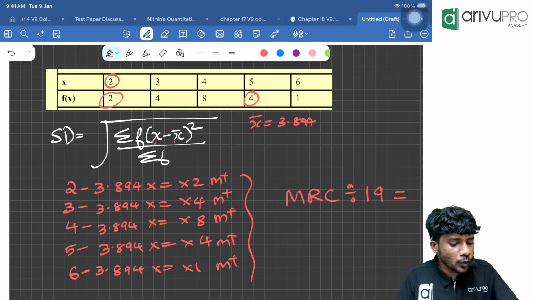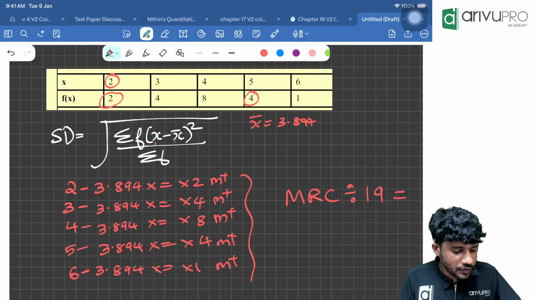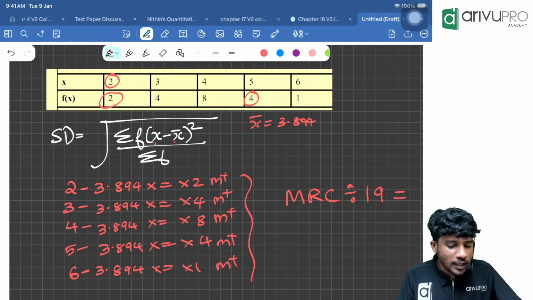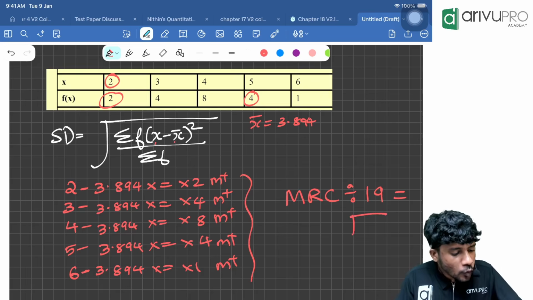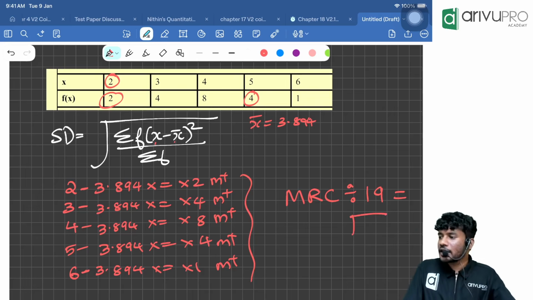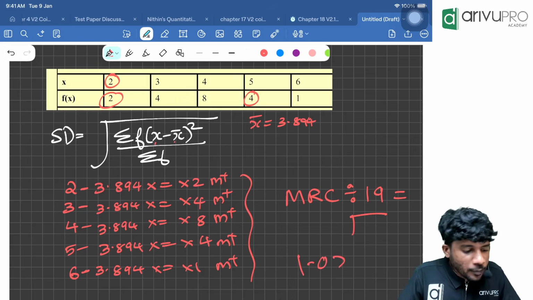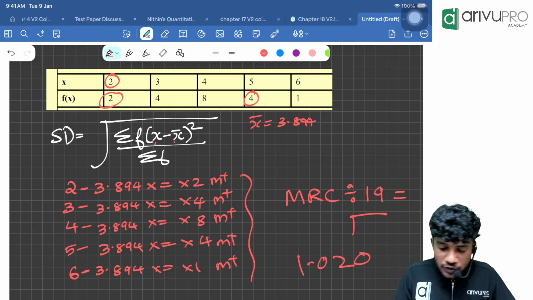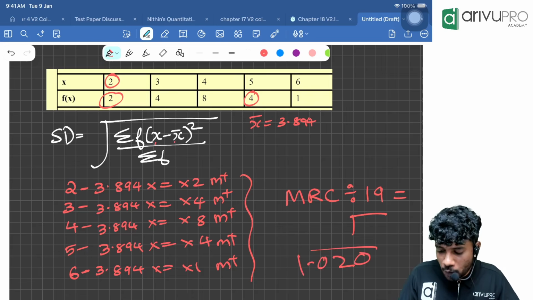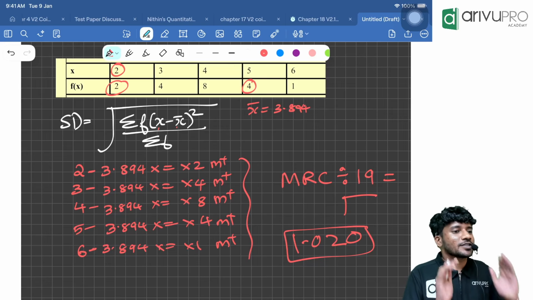Click equal to, MRC divided with 19. Then click equal to. Then click which button? Root button, because a whole root is there. How much is the final answer you are getting? 1.020 something you are getting. Done. That is your standard deviation.